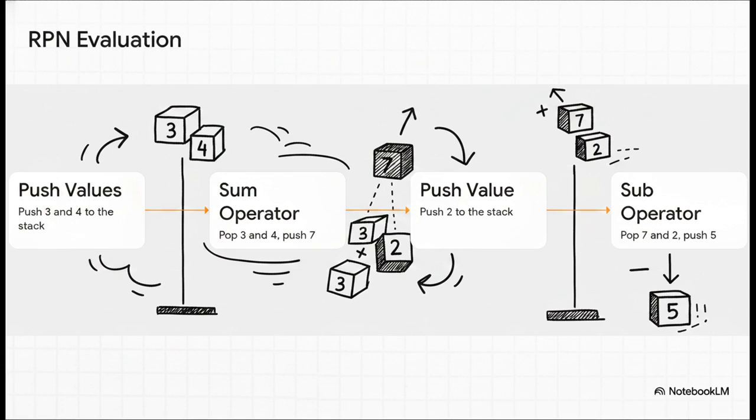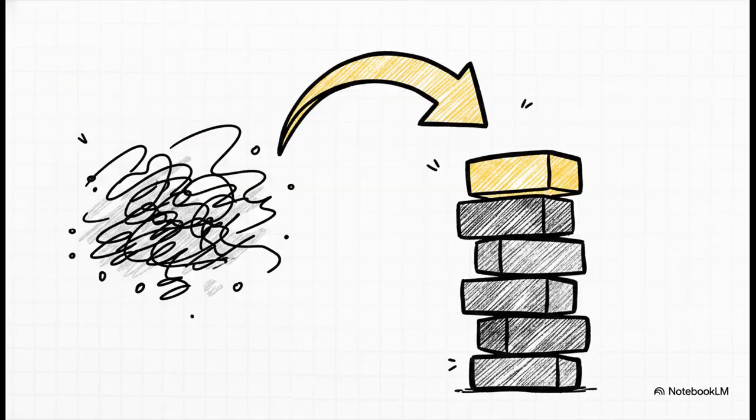Step 3, we read 2, push it. Step 4, we read sub for subtract. It pops the 2, pops the 7, subtracts them, and pushes our final answer, 5. It is incredibly efficient. Now, if you're writing this in Go, managing that stack requires a very specific technique.